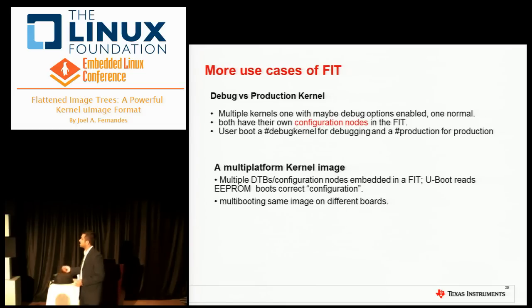And then there are more use cases for it, other than what I showed you. You can have two kernel images, and one kernel image can be for production. You optimize it, turn on all the optimization flags, and make it compact and all that. And then you can have one for your own debugging, where you would turn on everything, all the tracing infrastructure and all that. And you can embed both these kernels in the same image. And you can have multiple configuration nodes that say this is a debug configuration node, and I'd like you to pick the debug kernel. And likewise for production. So it's another application for that.